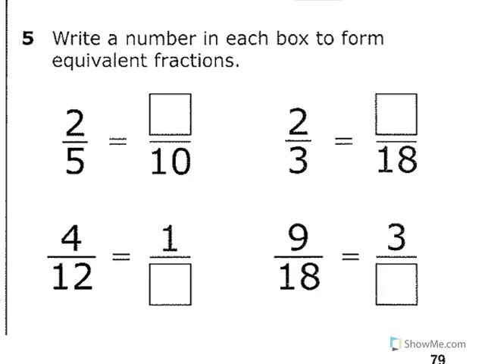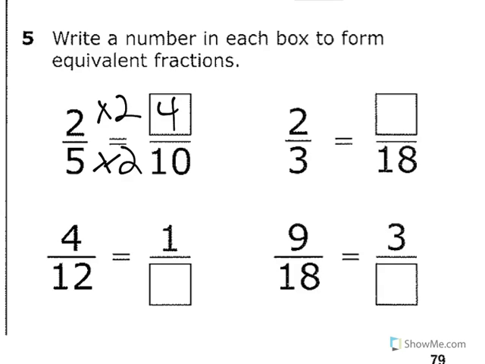Question number 5. Write a number in each box to form equivalent fractions. So on the first one, I have 2/5 and I have 10 as a denominator. To get from 5 to 10, I'd have to multiply by 2. So if I do that to the bottom, I need to do the same thing to the top. So 2 times 2 is 4. So 4/10 and 2/5 are equal.